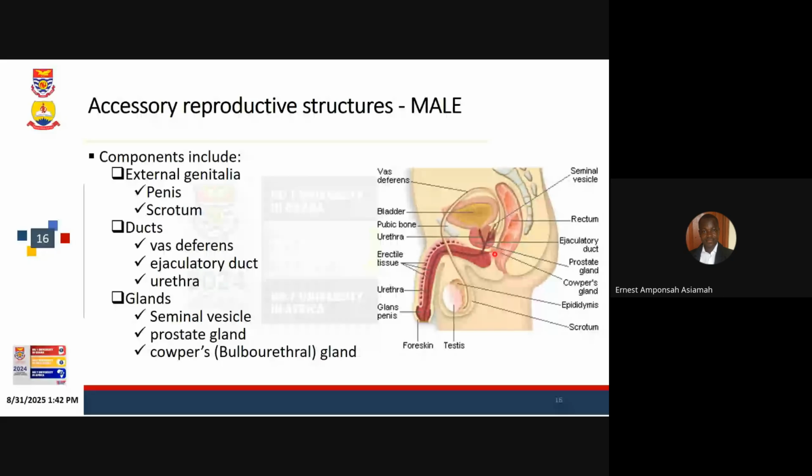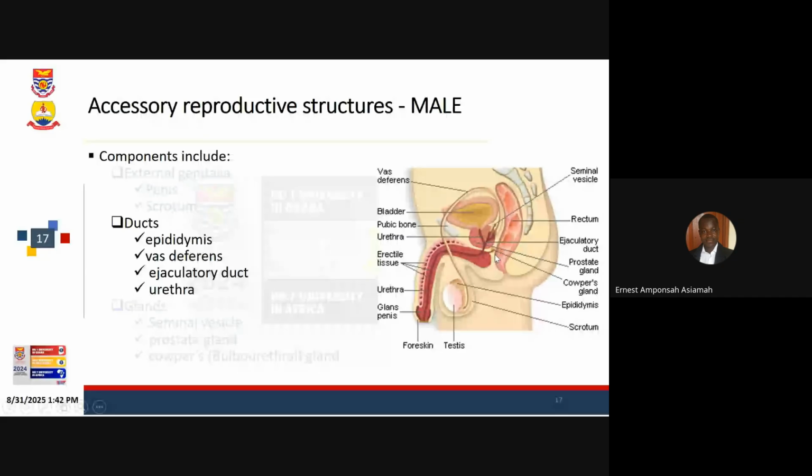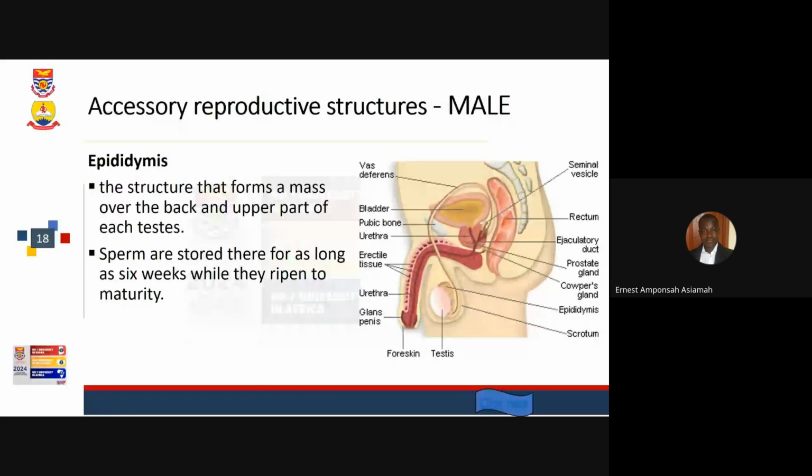Okay. So we'll look at it. So we have the seminal vesicle. This is the seminal vesicle, which is very close to the prostate gland. Then this is the prostate gland. Then we have another gland which we call the Cowper's gland or the bulbourethral gland.